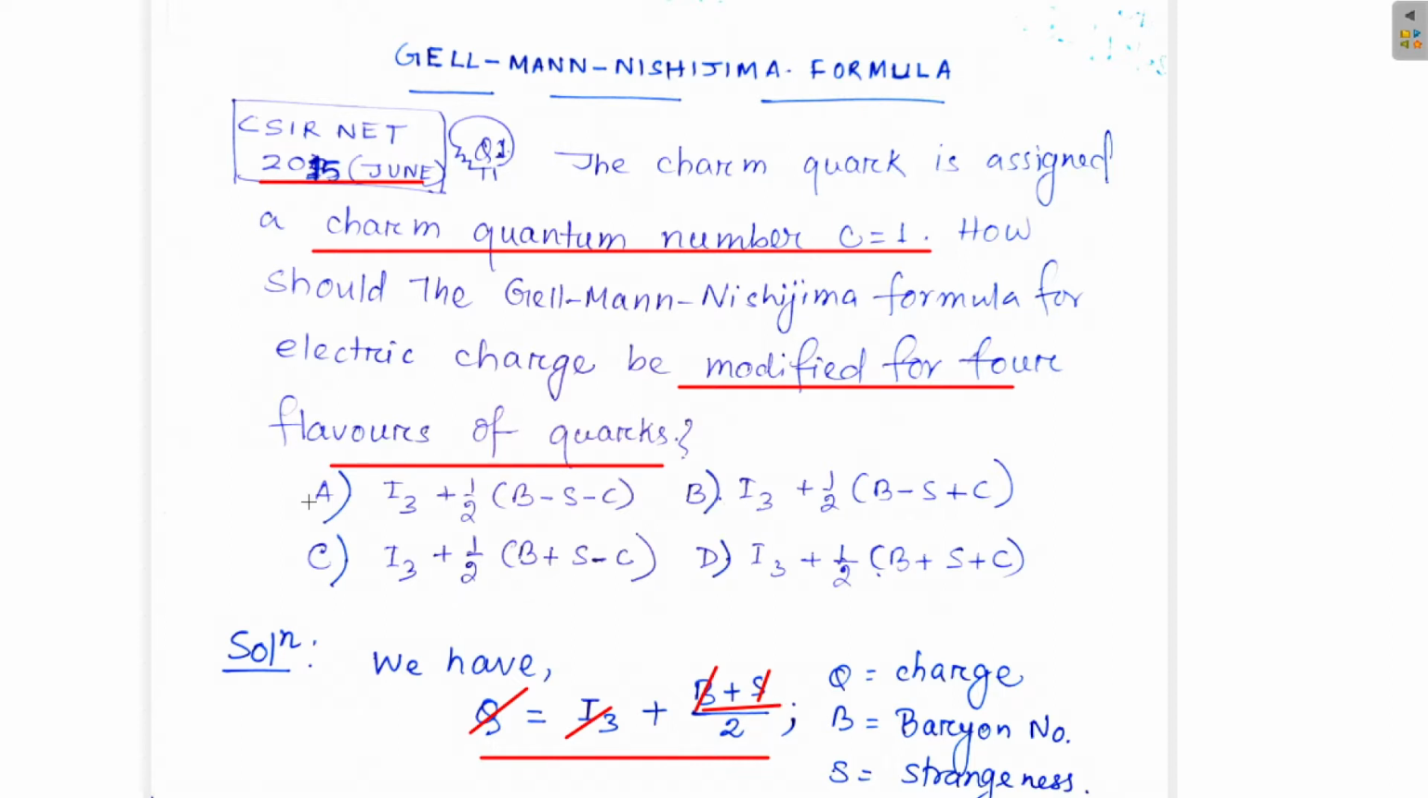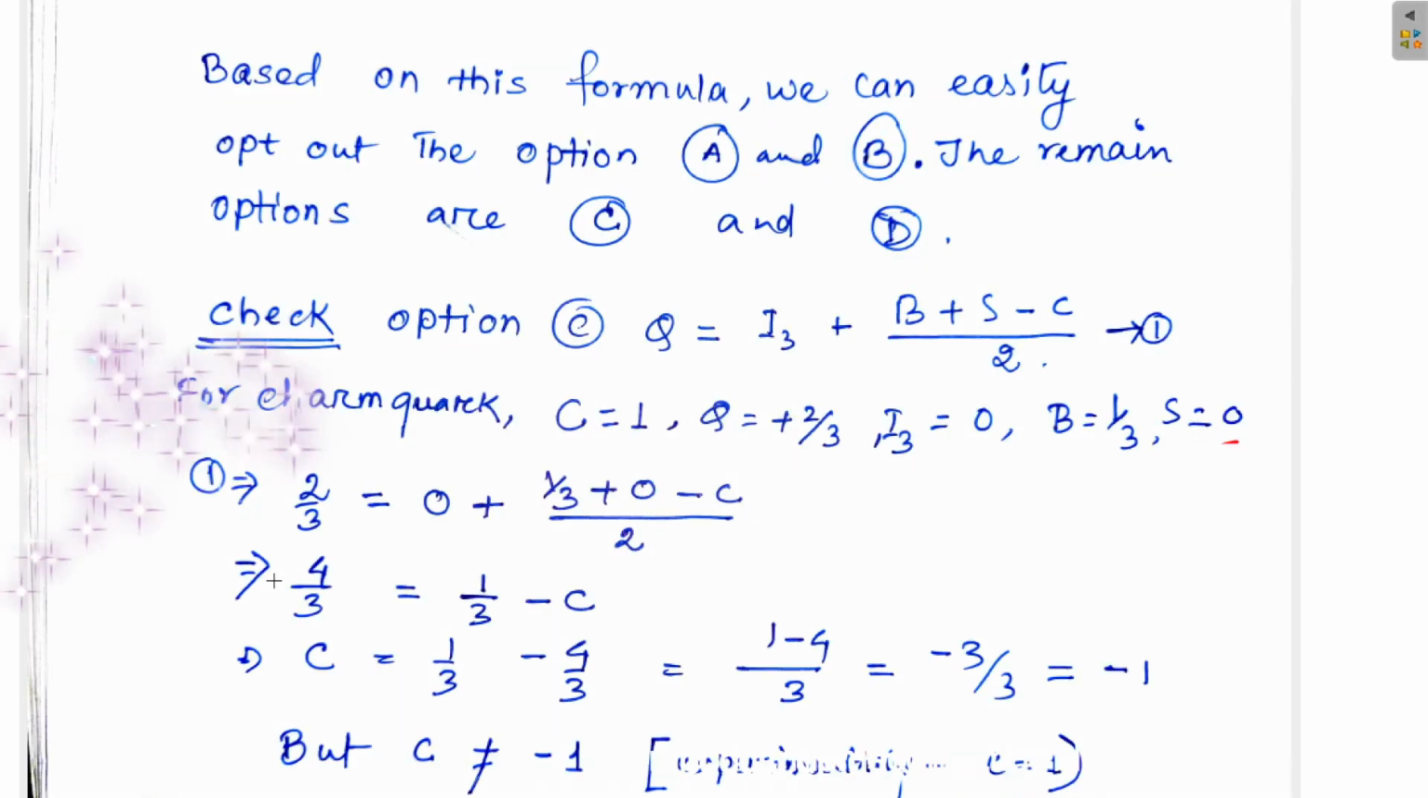So if we see option A, it has B minus S, so option A cannot be the correct answer because it must be B plus S. Similarly, in option B, we can see that it is B minus S, so option B cannot be the correct answer. In option C, we have B plus S, and also in option D, we can see it is B plus S. So the correct answer will be from C and D. Let's find out the correct answer. So let's check option C.